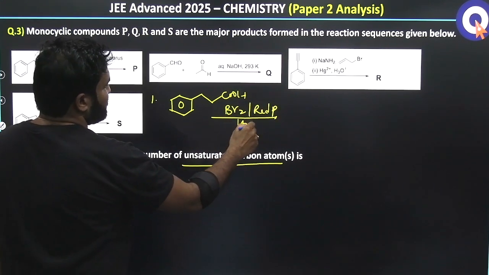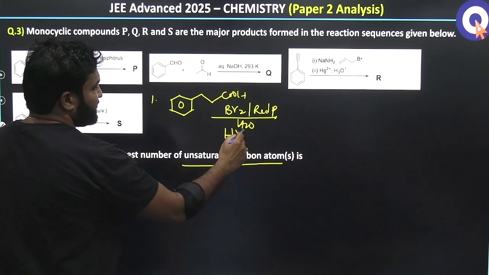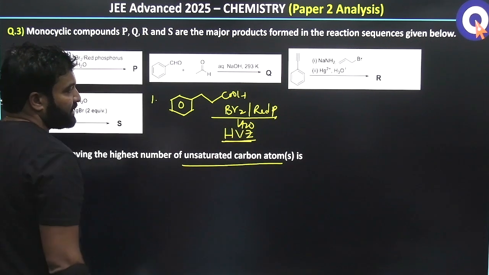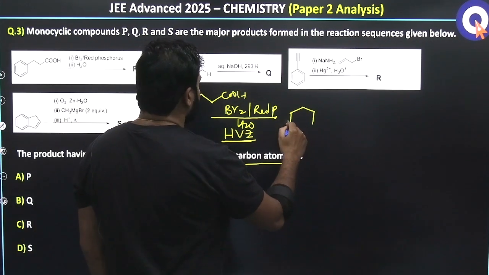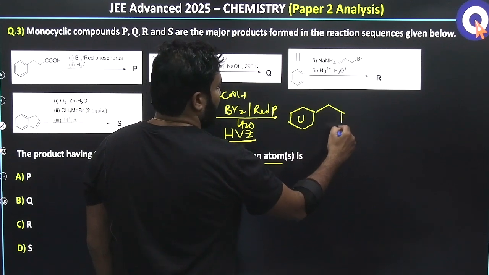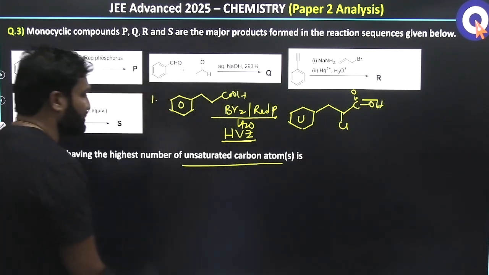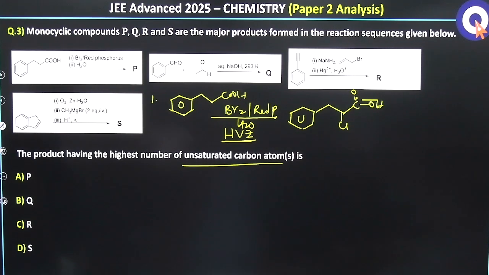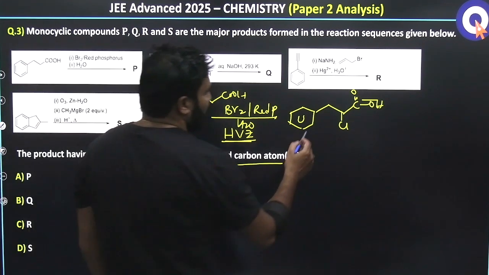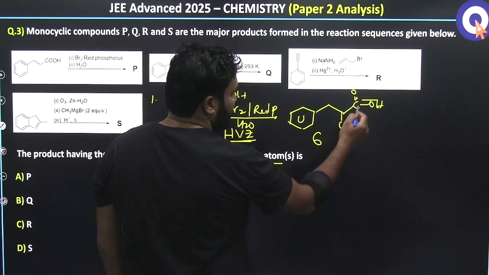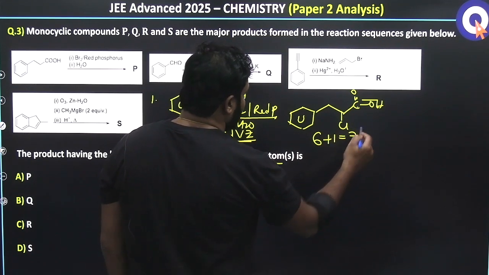As we know, which is a very famous reaction, that is the HVZ reaction, the Hell-Hollard-Zelinsky reaction. So what exactly will we get here? We will get alpha halo acids. And here what is it asking? The number of unsaturated carbons. So if you see the sp2 carbons, how many carbons will we get? From here 6 and this is 1. So total 7 are there.